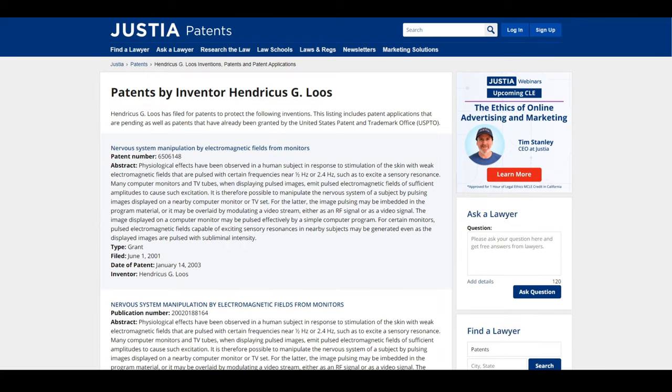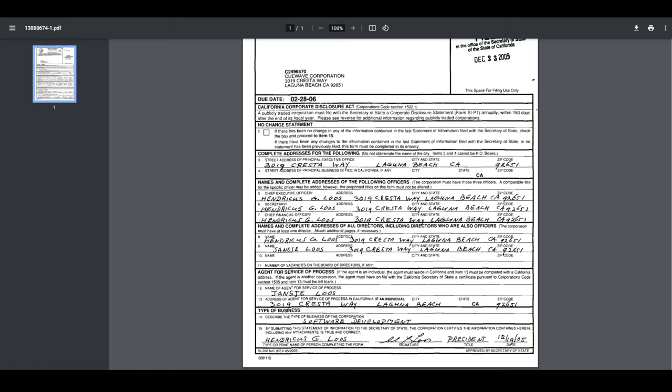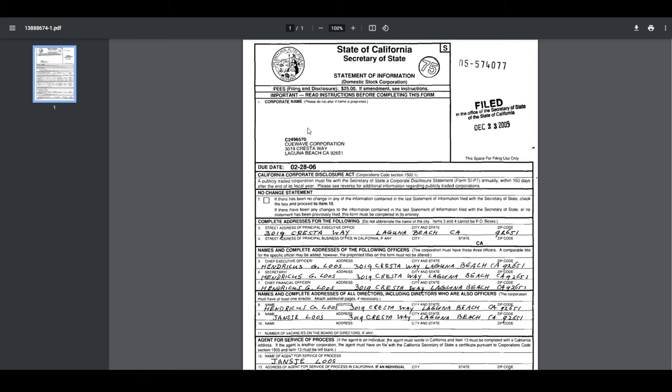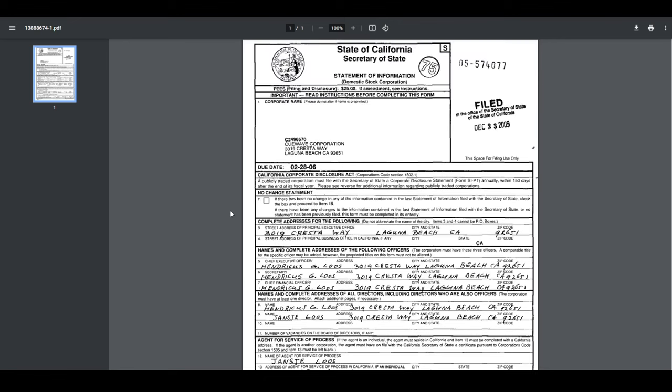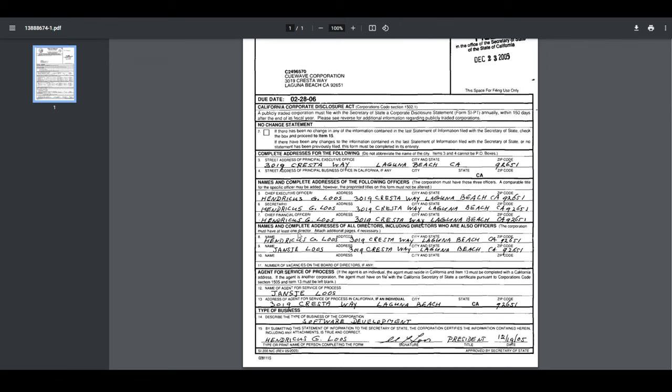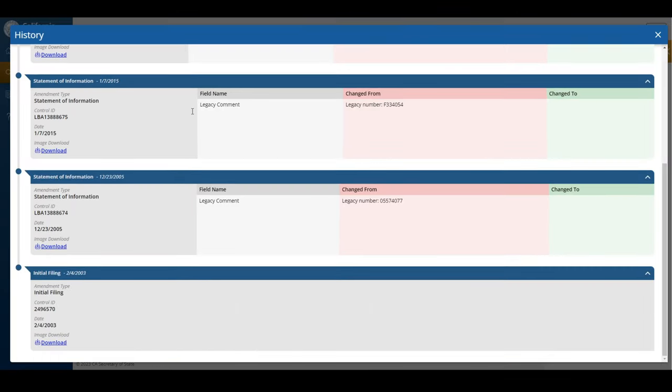In 2003, at the age of 77 approximately, according to his obituary, Hendrikus G. Luce created a software development company of sorts. According to information filings with the state of California from 2005, this company was called Q-Wave and was registered at the same address where he originally filed most of the patents. This company had no discernible online presence I could find, other than a very basic website, but more on that later, but remained active and in good standing for about 12 years until it was dissolved in 2015.